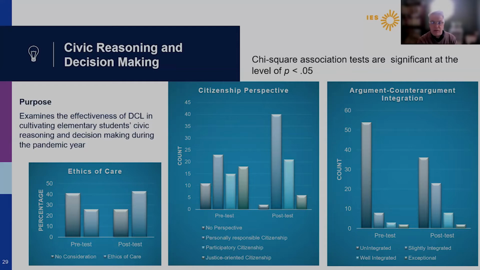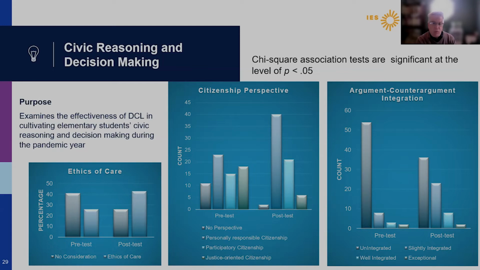We have a holistic scoring system, and they're scored in terms of students' reasoning about citizenship, about ethics of care, which is really their ability to acknowledge each other's or society's responsibilities to address various needs, and argumentation, their ability to argue and to look at counter arguments.